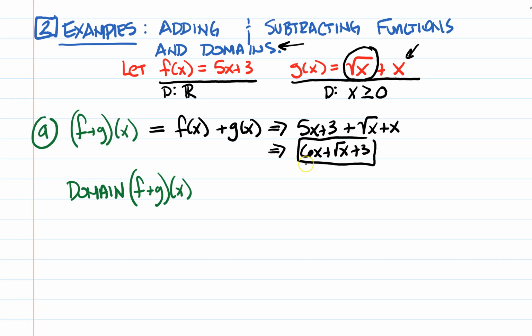Now I ask myself, what's the domain of that? The domain is all real numbers x such that x is greater than or equal to 0, because I have to consider the piece with the square root, and we want to consider what's true for all variables in the function. Therefore, the domain has to be restricted to everything that's greater than or equal to 0.